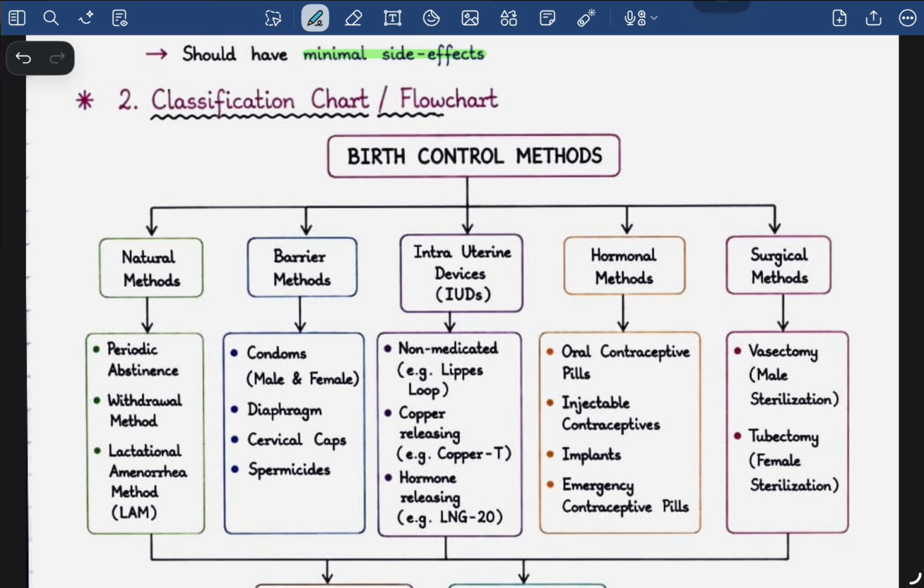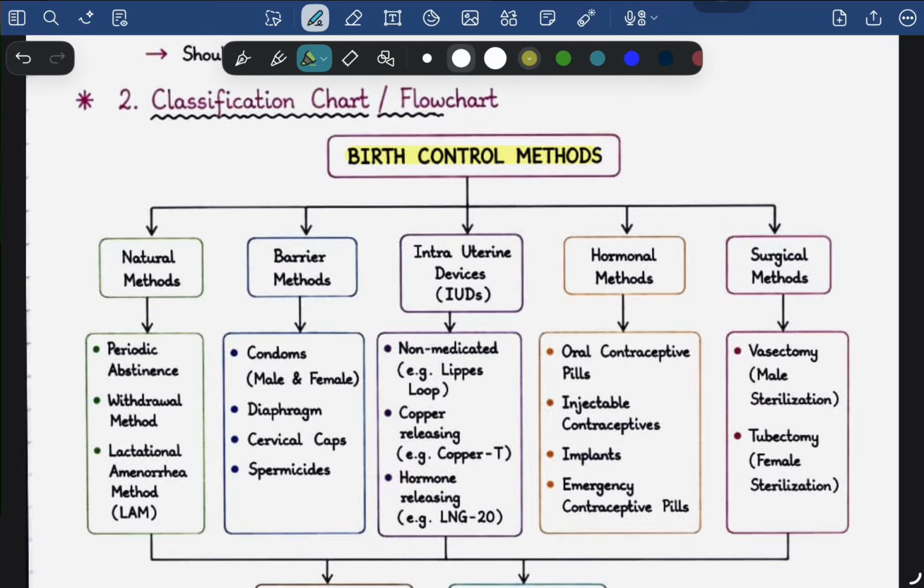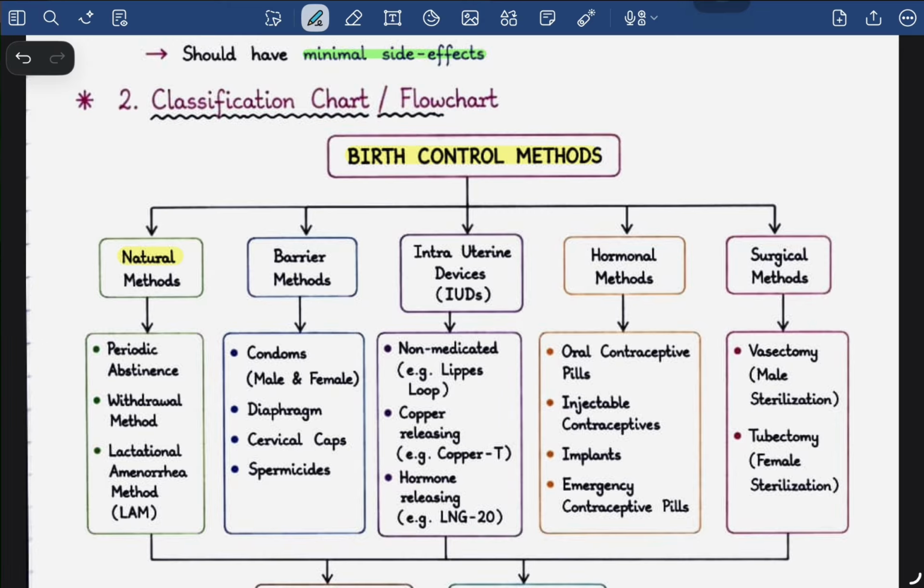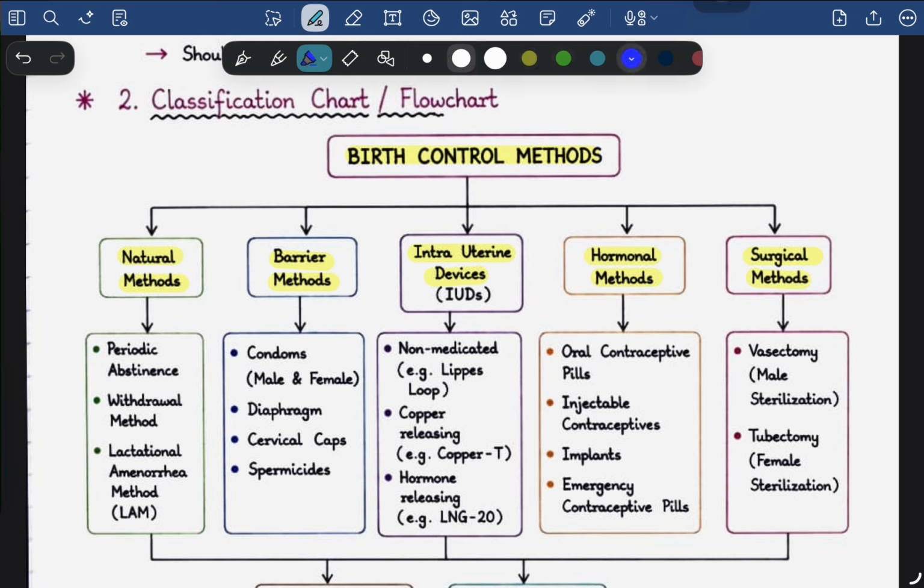So what we are discussing today in this video is birth control methods. There are different methods. First is natural methods, next is barrier methods, intrauterine devices, hormonal methods, and surgical methods. So these are the different methods that we have in order to control the birth rate, in order to control the population explosion.